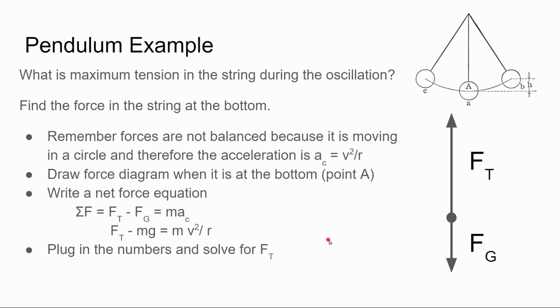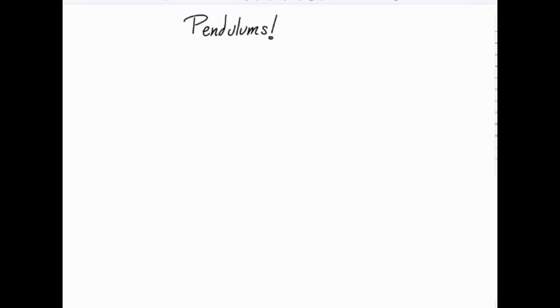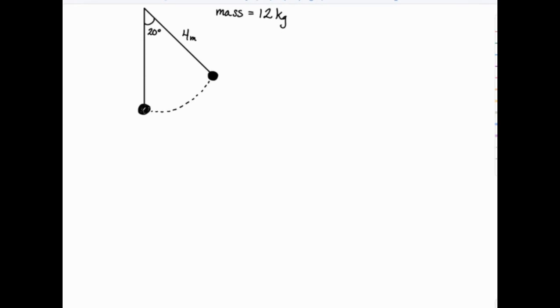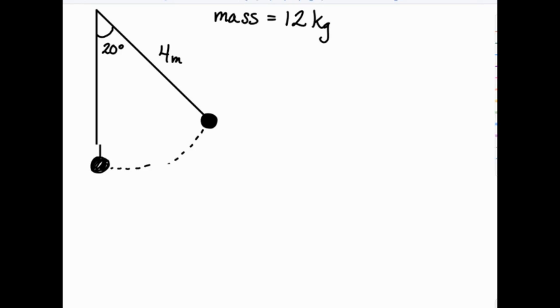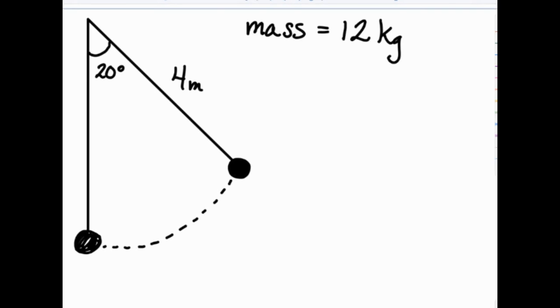All right, so now I'm going to go ahead and do the example. I'm going to have an example where I have a pendulum, and I'm just going to make up some numbers here. My mass of my pendulum is 12 kilograms. The length of my string is 4 meters, and the angle that I'm using is 20 degrees. And just like in the other presentation, I have the lengths here. These are going to be the same.